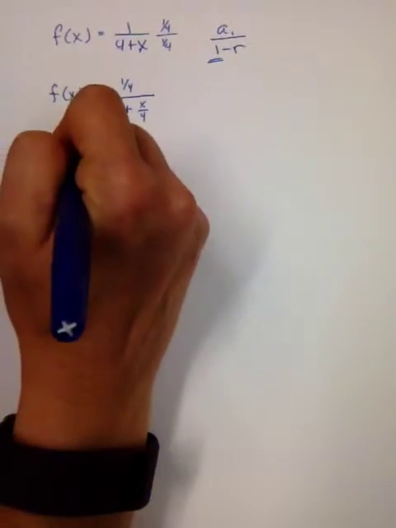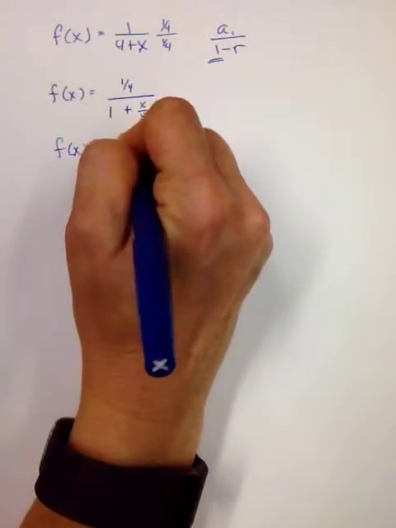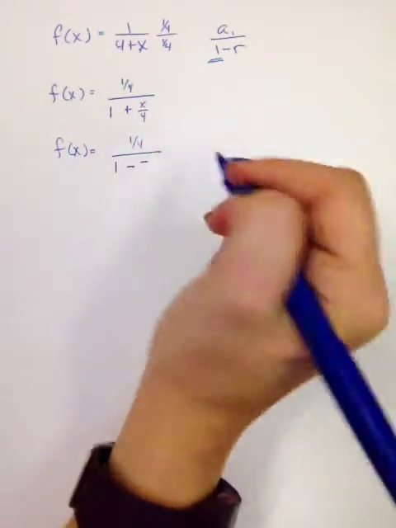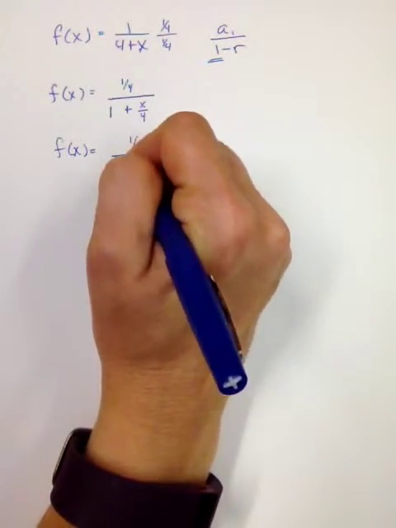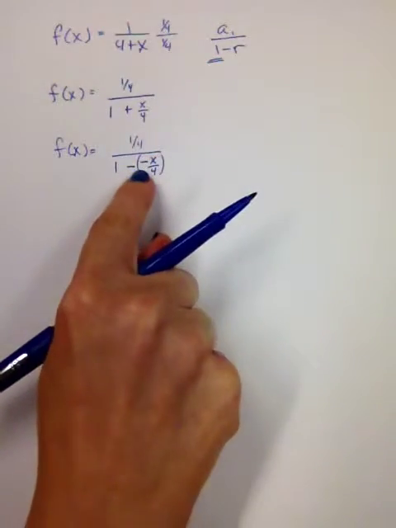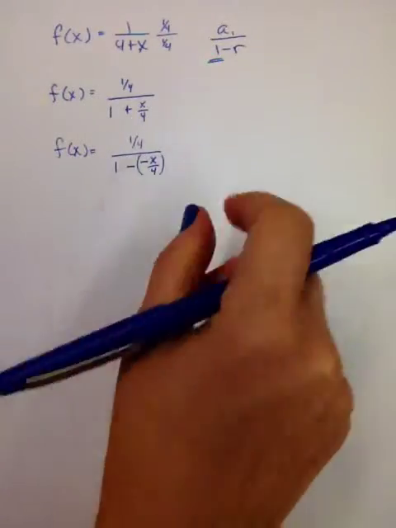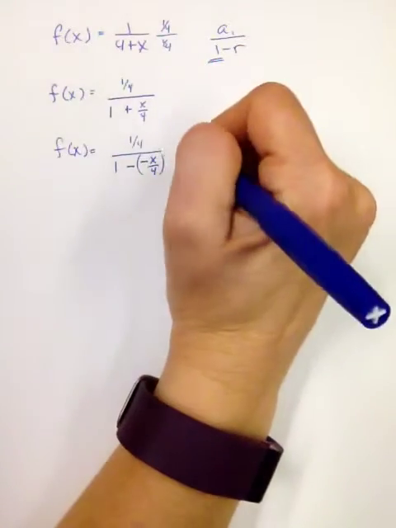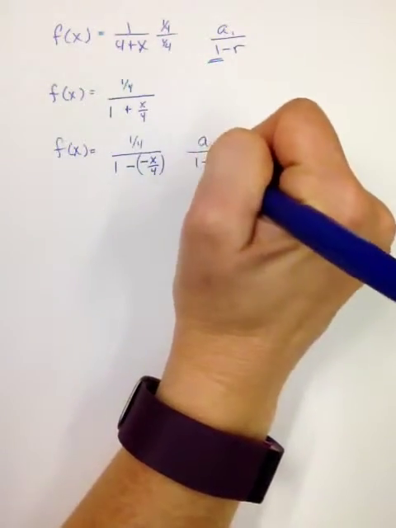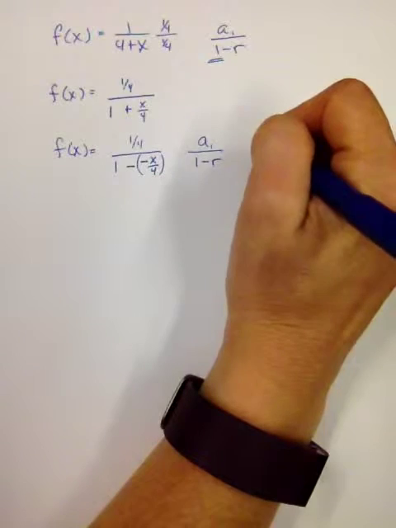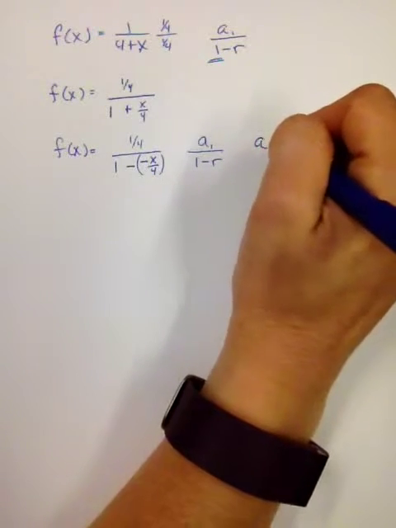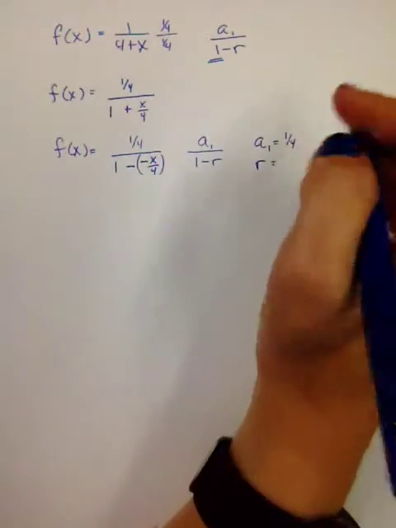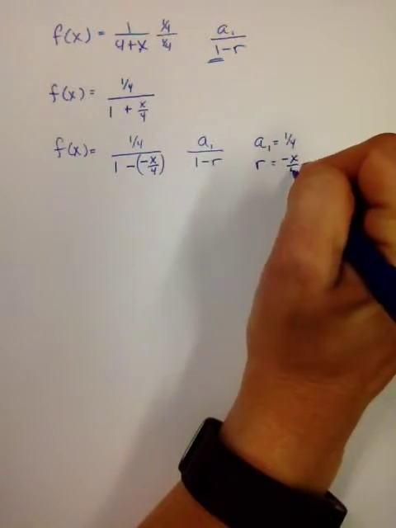I'm going to say f of x equals 1/4 over 1. Then I'm going to change it to a minus, and I'm going to put a negative here, x over 4, because when you subtract a negative, you're really adding. So this f of x is equivalent to this f of x, but now it's matching the form a sub 1 over 1 minus r. So since it is, I know that I can write it as a geometric. A sub 1 will equal 1/4. And my r, my common ratio, will equal a negative x over 4.